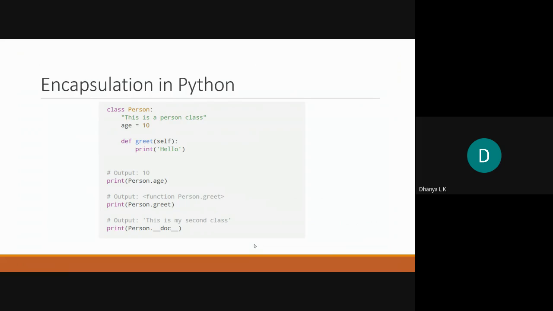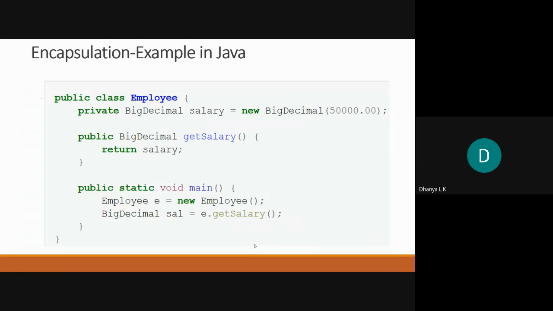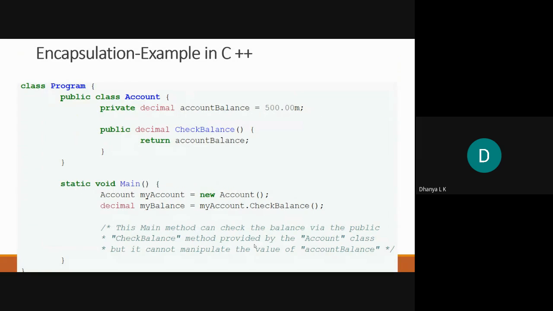And this is the example in Python. You can see here the class name is Person, and there you have a variable age, and you have a function greet, and this function and variable, both of them are included within the class. That is also an example of encapsulation. So clear? You have to explain at least one programming language, take that example and explain the concept.